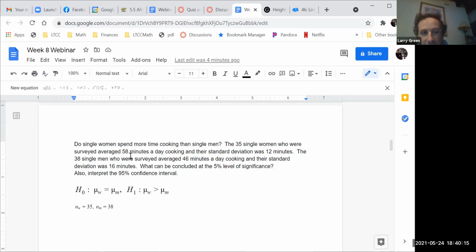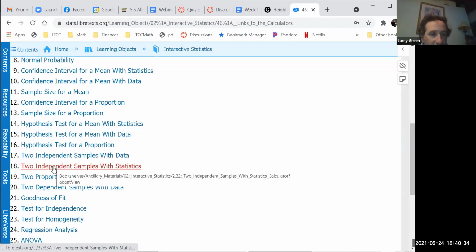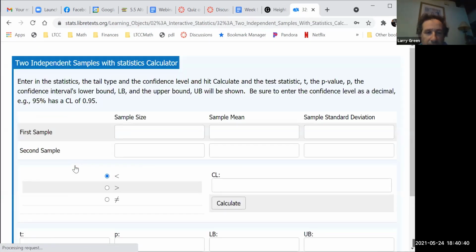So these are two independent populations that we just grab 35 women. We grab the 38 men. These people have nothing to do with each other. They're independent. So this is an independent sample. So we're going to use independent samples and we have statistics, not data. Any questions on that?